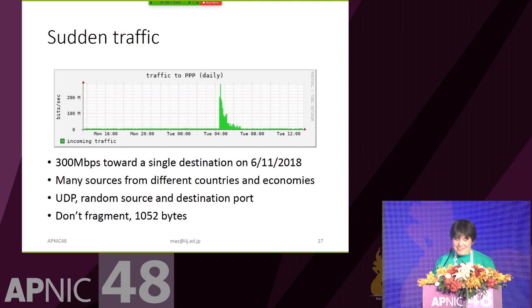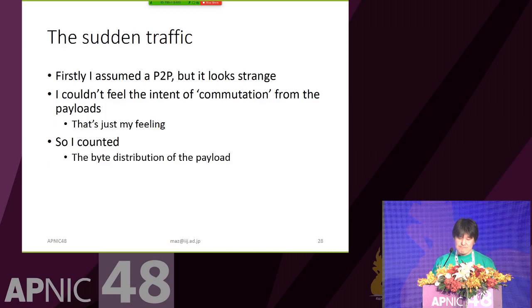We also observed interesting traffic, about 300 Mbps to a single destination, in November last year. There were many sources from different countries and economies. It was all UDP with random source and destination ports, but they all set the don't fragment bit, and they all had the same packet length. Maybe peer-to-peer, I don't know, but it looks strange to me. I couldn't sense the intent of the communication from the packets. It's just my feeling, so I cannot tell why.